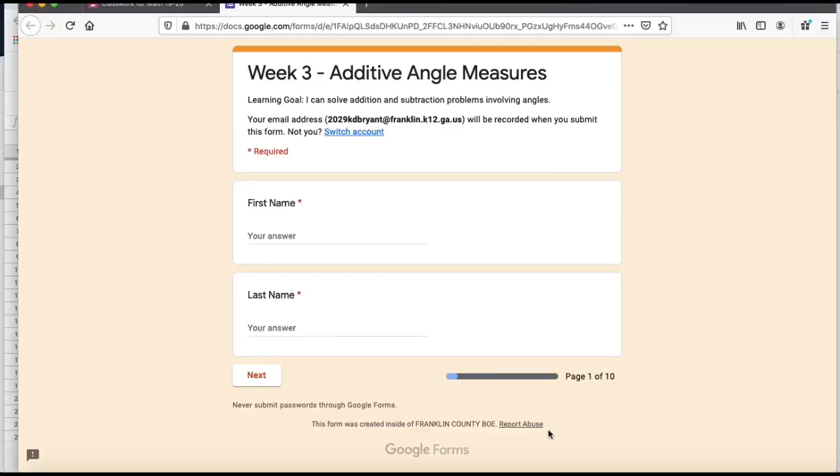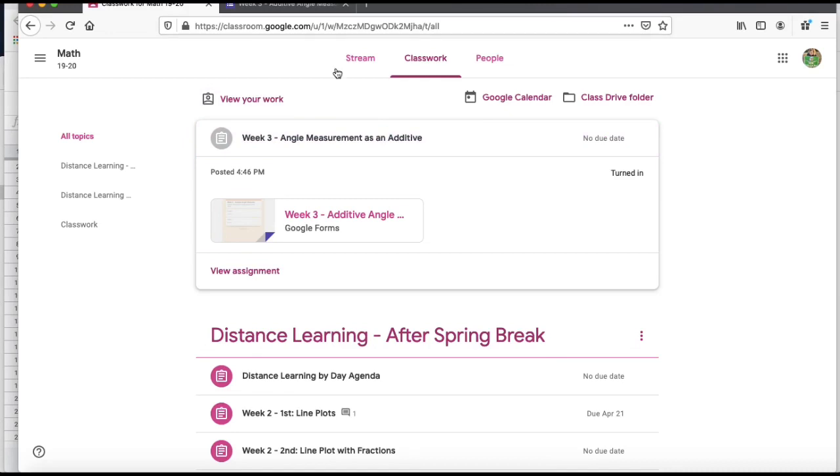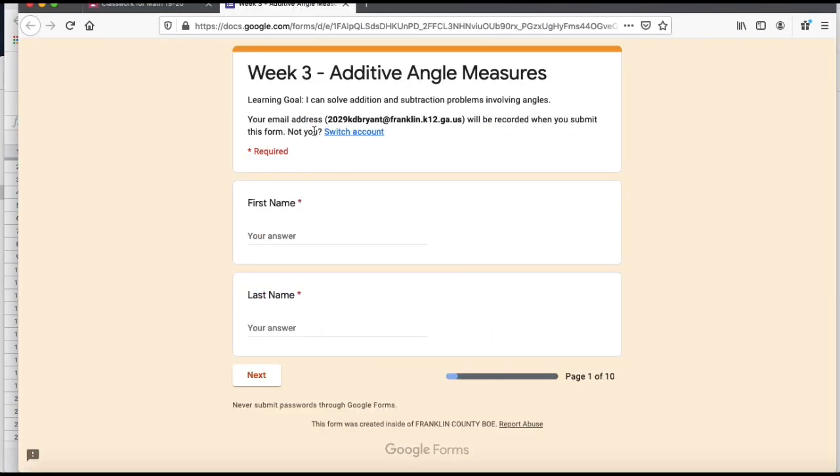Your assessment, you can take it as many times as you would like. So once you click through, it will give you your score. And you can close out of that if it's a score that you're not happy with. Go back to the classwork page, click on the assessment again, and it will bring it up. This time it will already have your email address linked to it. I'm in Kimber's account, so it's showing her account's linked to it. She can go ahead and try it again.